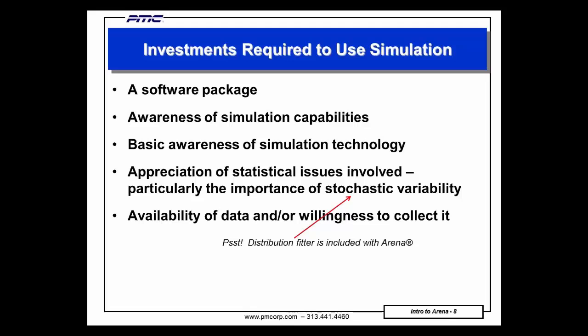Therefore, the simulation needs accurate data. No model can produce results more accurate than its data. One of the advantages of ARENA is that it includes a distribution fitter, a piece of software that examines input data sets to determine what statistical distribution, it might be Weibull, log normal, Poisson, gamma, etc., best determines their pattern of variability.